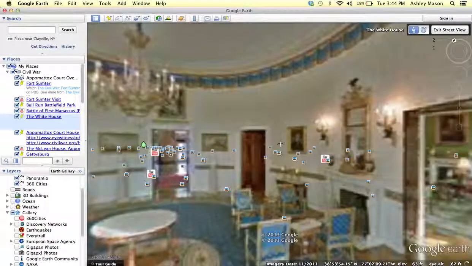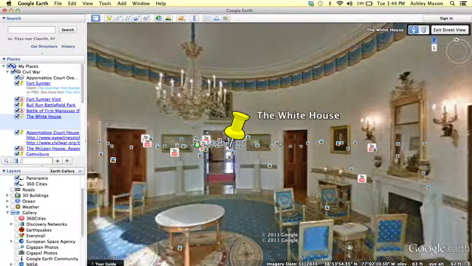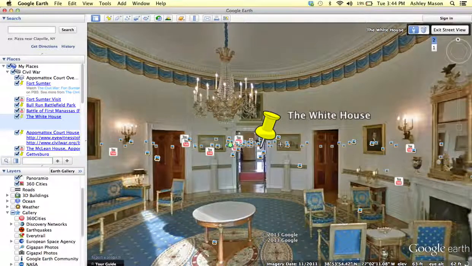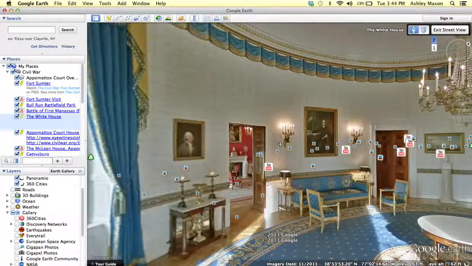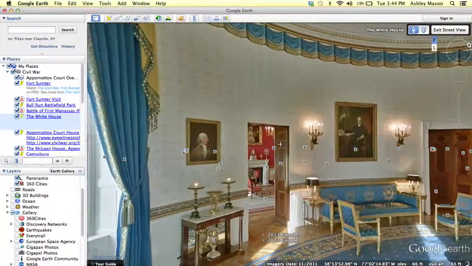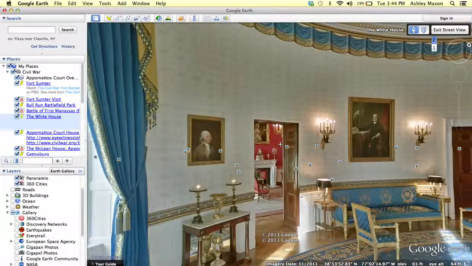And the part about this that's fabulous is you're now actually in the White House, and you can scroll around and move around as if you were inside. And I think this is called the Blue Room.